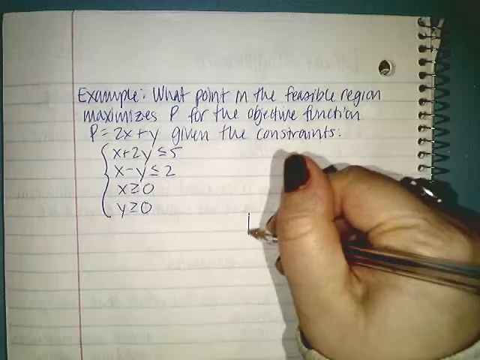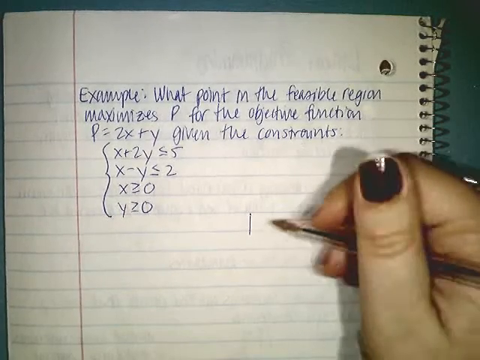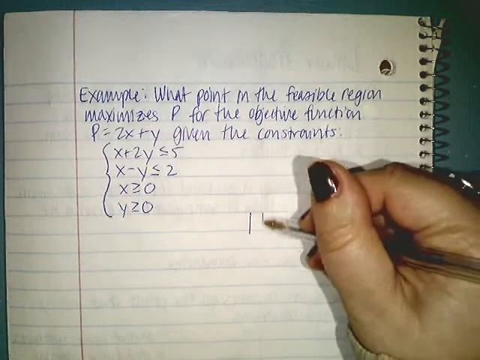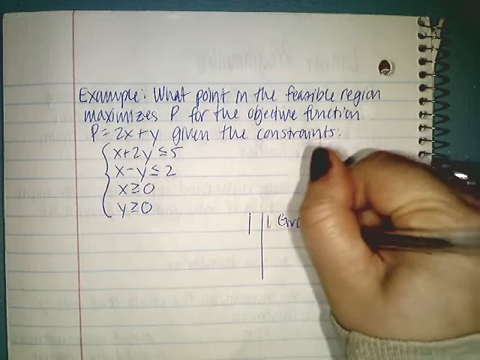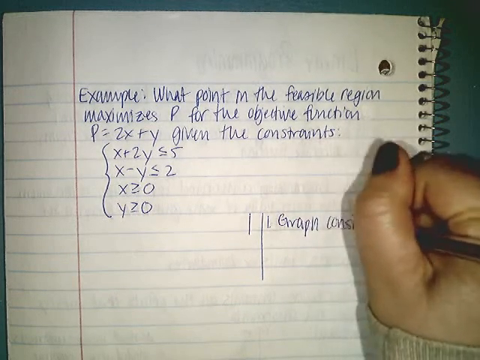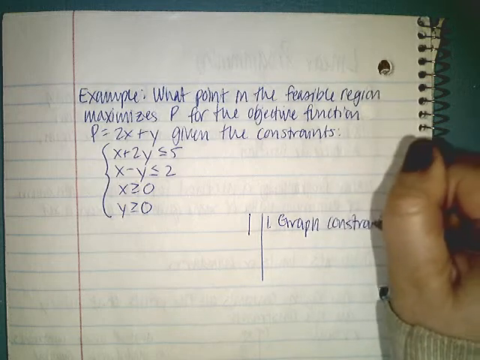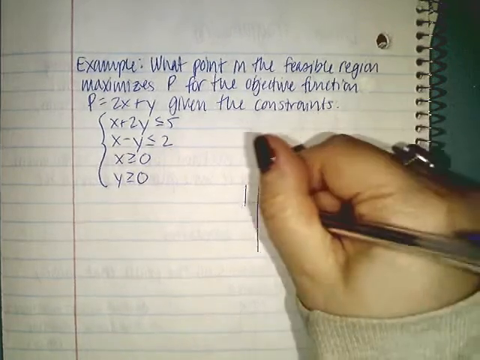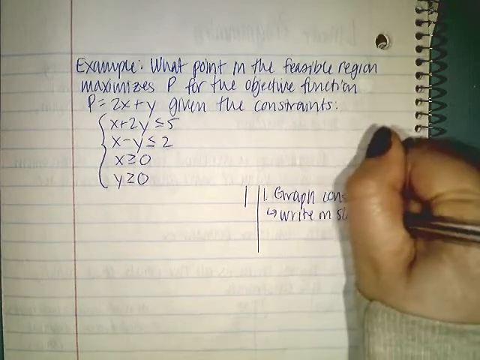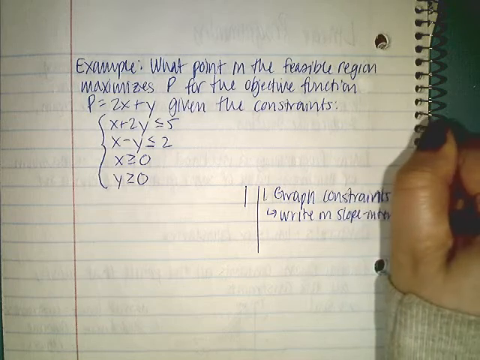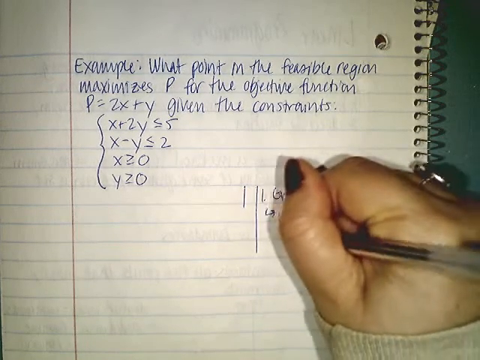So our first step, I'm going to try to give myself plenty of room over here, so I might slide this over a little bit more. Our first step is going to be to graph the constraints. What you may want to do is put them into slope-intercept form if you find that helpful. So write in slope-intercept form.